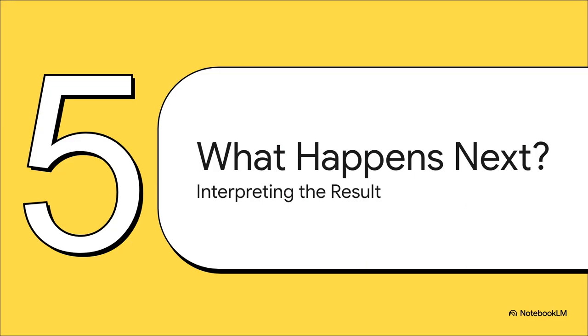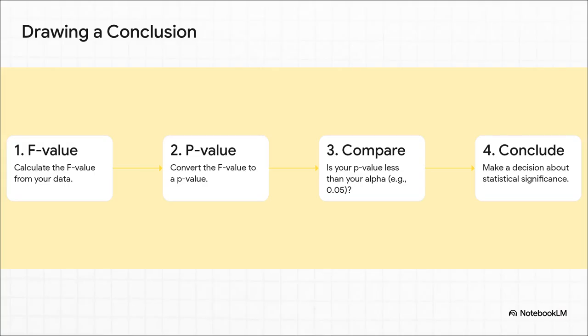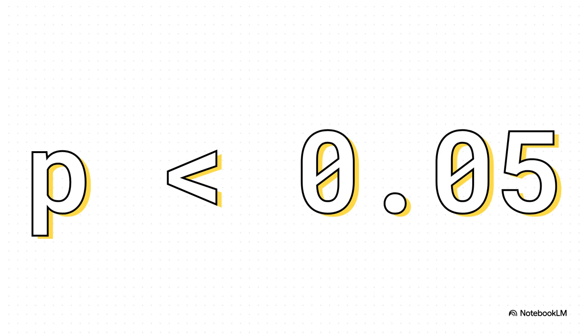Okay, so you've crunched the numbers, you've run the analysis, and now you have your F value. Great. What in the world does it actually tell you? Let's walk through how to make sense of the results. The process from here is actually pretty straightforward. That F value you calculated gets converted into something called a p-value, and the p-value is the real star of the show. It tells you the probability that you'd see the results you got if there was actually no real difference between the groups. We then compare that p-value to a cutoff we decide on beforehand, which is almost always 0.05 or 5%.